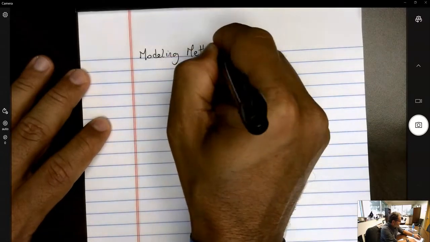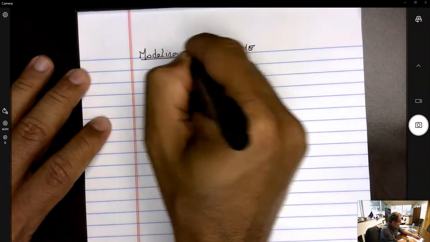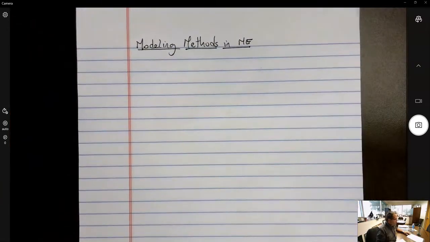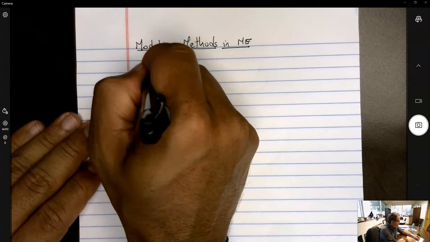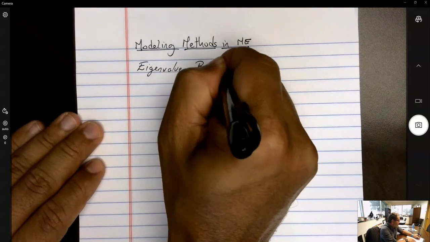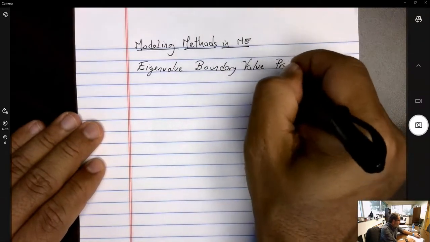This is Modeling Methods in ME, and again, this is a new section in the semester, and we have been discussing up until this point the application of ordinary differential equations and the solution methods, both analytical and numerical. Now we're going to jump into partial differential equations, and again, before we do that, we're going to talk about eigenvalue boundary value problems.